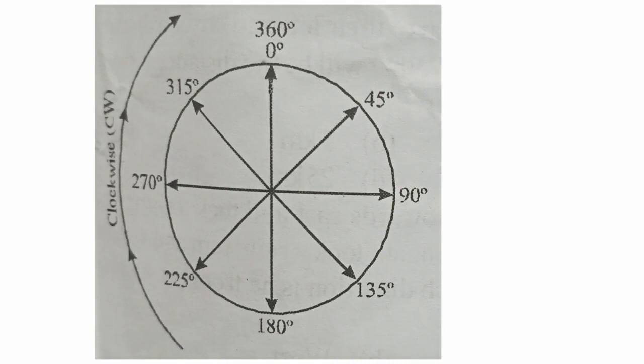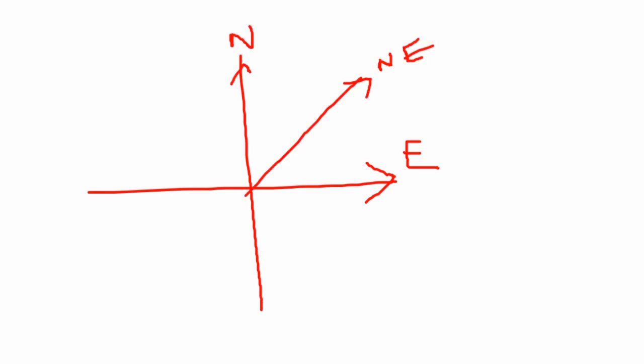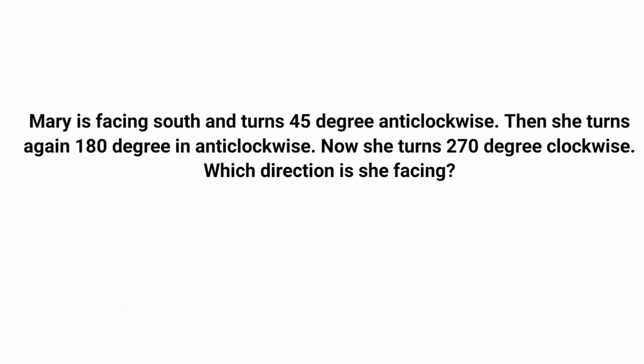If suppose a person turns 180 degree, then that person will be facing in the exact opposite direction. That is, if someone is facing north and if he turns 180 degree clockwise or anti-clockwise, he will be facing towards south. If a person facing east turns 180 degree clockwise or anti-clockwise, he will be facing towards west. That is, if a person makes a 180 degree turn he will be facing in the exact opposite direction. Suppose a person is facing northeast and turns 180 degree clockwise or anti-clockwise, he will be facing towards southwest.